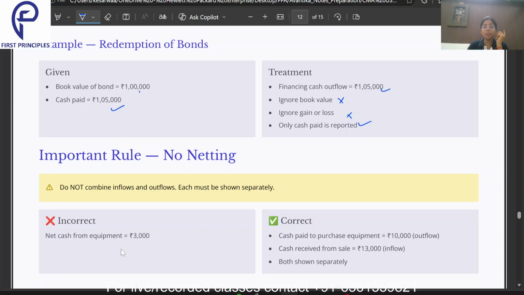Then the important rule of not netting, which we have already covered. We do not combine inflows and outflows. Each of these must be shown separately. So net cash from equipment is 3,000, cash paid to purchase the equipment is 10,000, and cash received from sale is 13,000. Both are shown separately. They won't be combined and shown as a 3,000 inflow. This would be wrong.